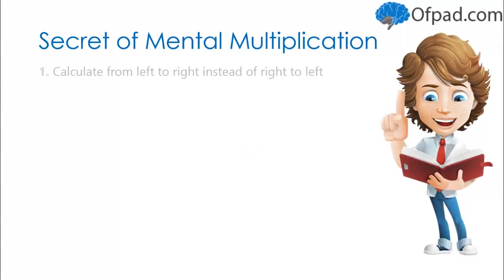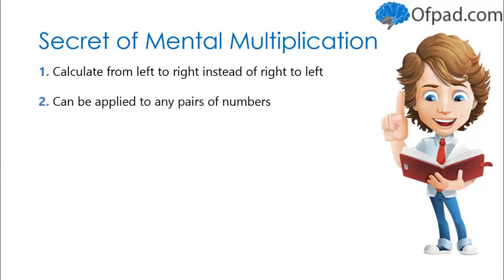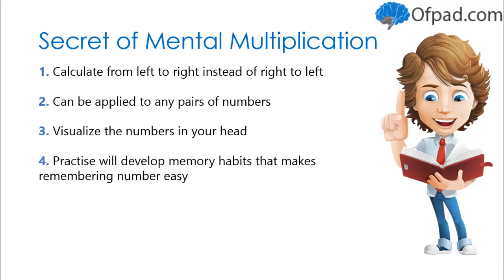The secret of mental multiplication, like addition and subtraction, is to multiply from left to right instead of from right to left. The beauty of this method is that it is a generic technique that can be applied to any pair of numbers. We will look at more specific techniques later on in the course. When you look at the examples and later do the practice, learn to visualize the numbers in your head. That is where practice comes in. The more you practice, the better memory habits you will develop that will make remembering numbers easy.